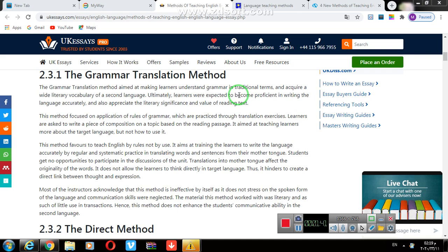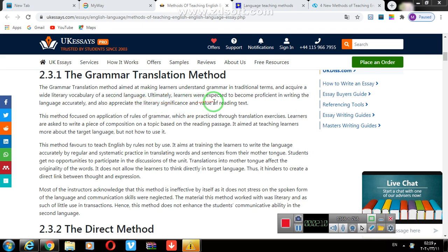When we say traditional terms, it is based upon rules. We teach grammar according to rules. So this method is based upon rules. We teach grammar according to rules and through acquiring a wide literary vocabulary of a second language, because when we have to build a sentence, we need vocabulary in order to build it. So this method teaches both grammatical rules as well as vocabulary.